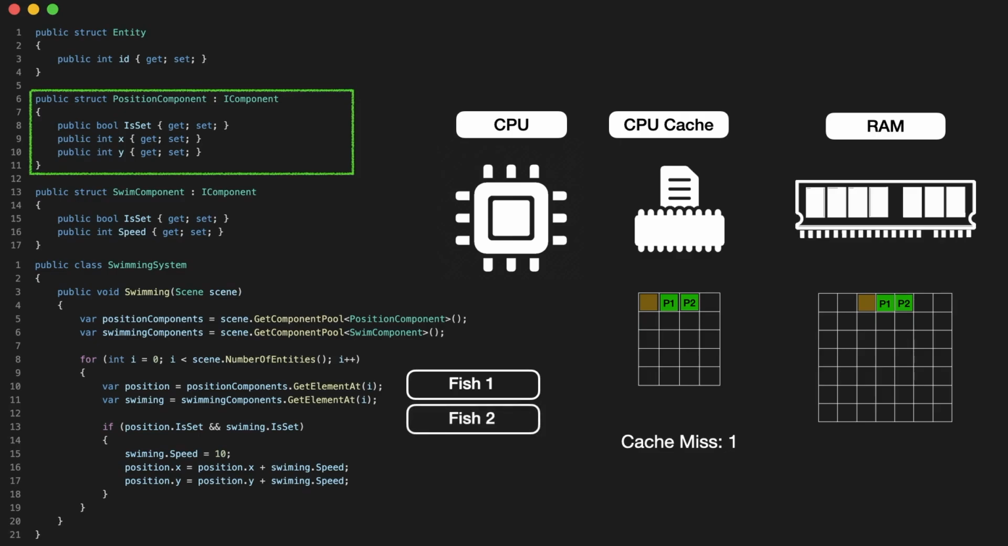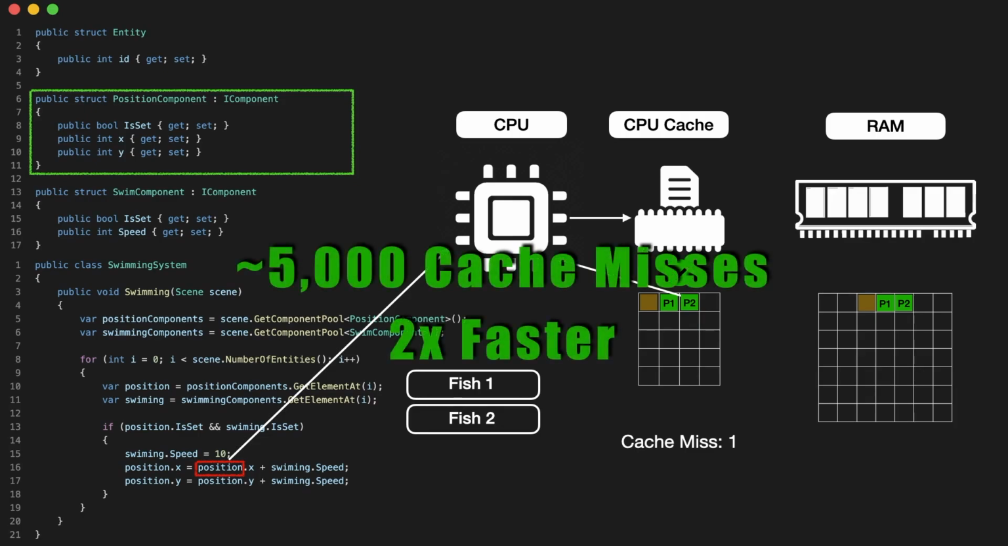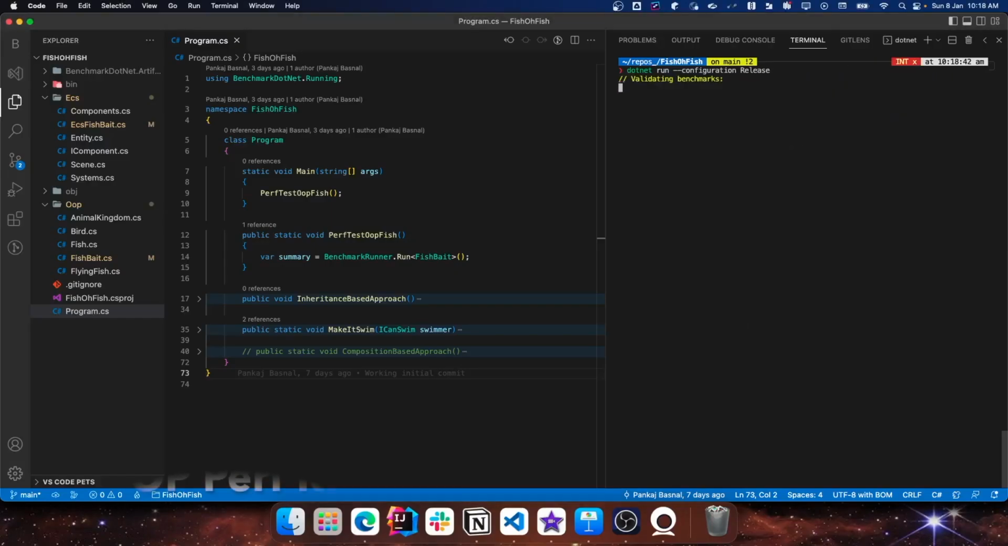Now when the loop runs for the second fish and our code asks for the position of the second fish, the request goes to the CPU and this time the CPU finds the data in cache and there won't be a cache miss. So in this scenario, we were able to use the CPU's caching mechanism to optimize our code and make it run 2 times faster.